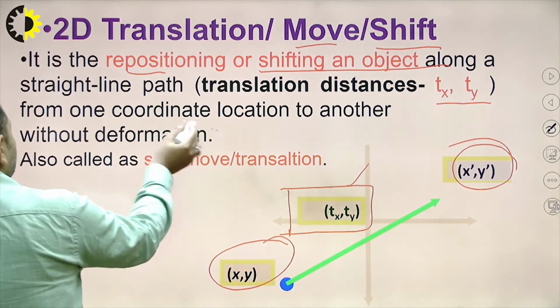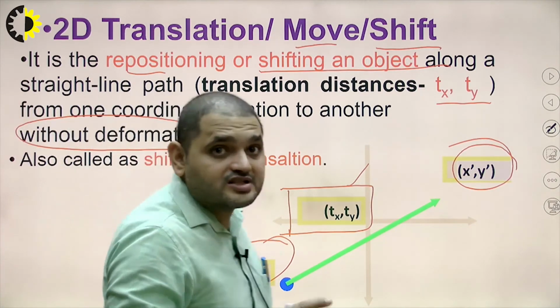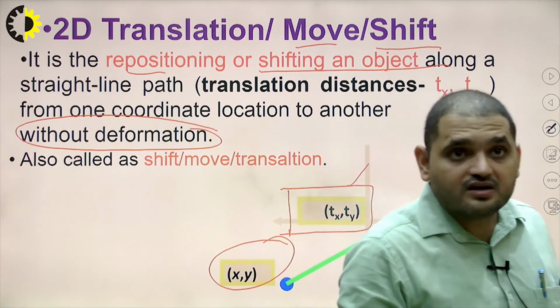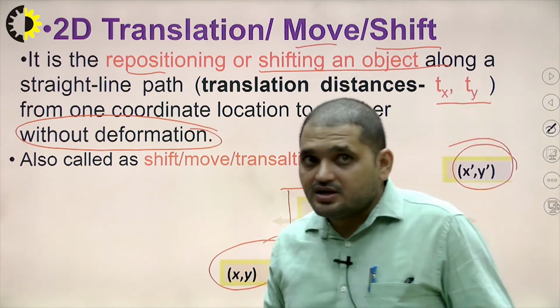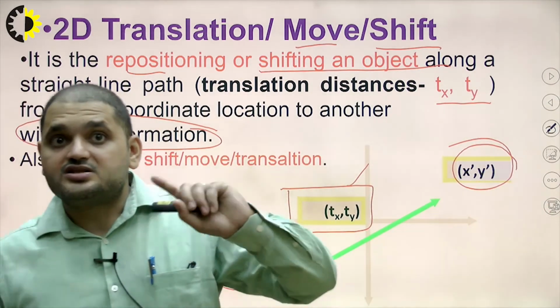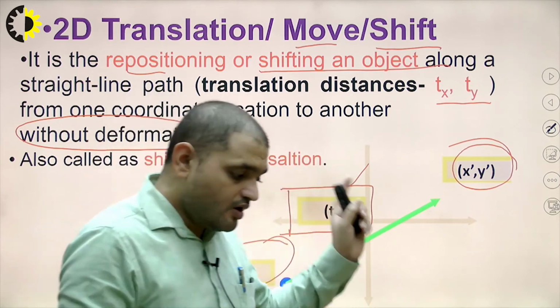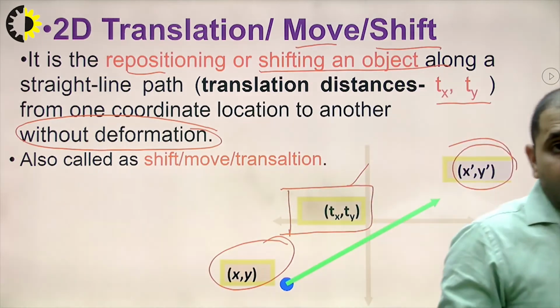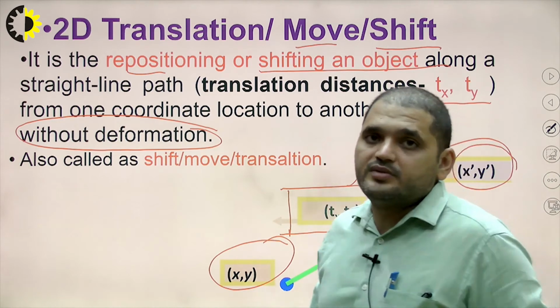Without deformation, this is important. All the geometric transformations are done without deformations. The basic geometry of the object will remain the same while doing these geometric transformations.